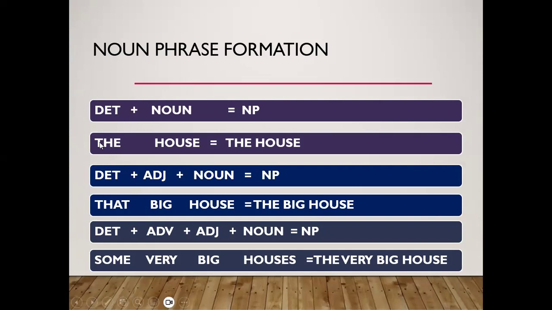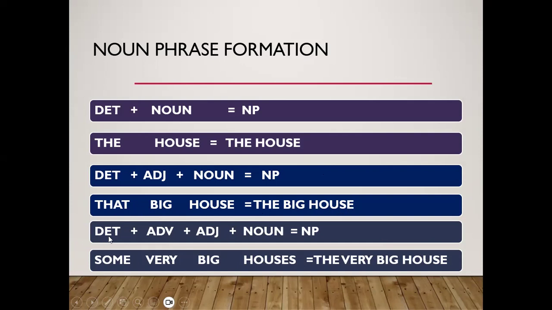So determiner plus a noun would give you a noun phrase. Under it, you have the house. The is a determiner, house is a noun. Together it gives you the house, which is a noun phrase. Another way you can identify a noun phrase is a determiner plus an adjective plus a noun. The determiner here could be that, an adjective, a word that describes a noun, we are using big, and for the noun, we are still using house. So together we would have the big house.